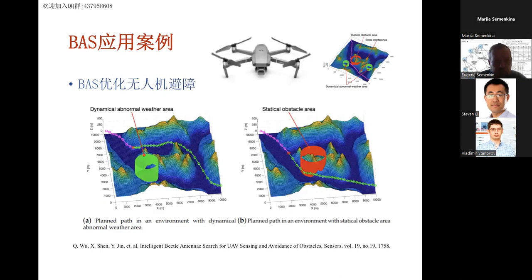The second reason is that there are some global optimization solvers like the genetic algorithm and PSO, but the computational burden is high. For drones or other robotic systems, usually the computational power is not that high. They cannot afford high computational cost algorithms. They need low computational cost algorithms. Beetle antenna search is such an algorithm.